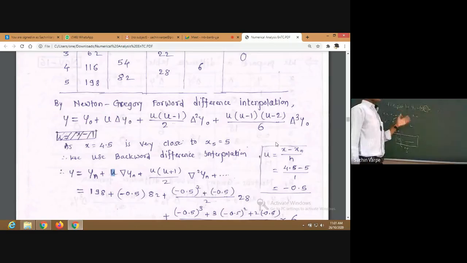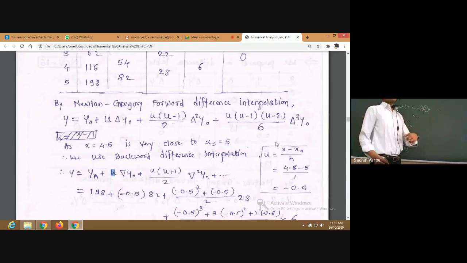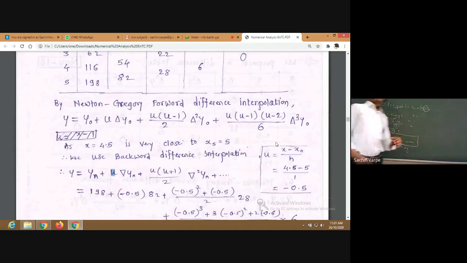Similarly, if we use Newton's backward also, we'll get the same polynomial. It doesn't matter whether you are using the backward in terms of y naught or backward in terms of yn. So we'll have three choices in that case if x is not given. But if x is given, then the choices get reduced. Is it clear? Yes, sir.